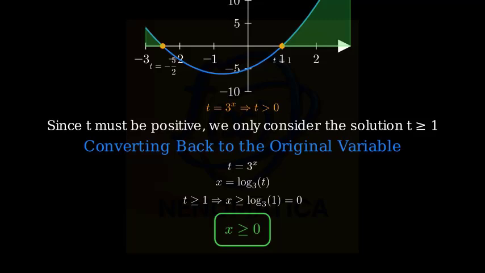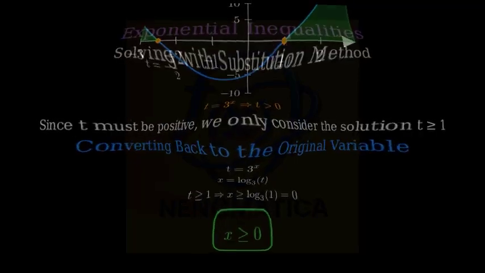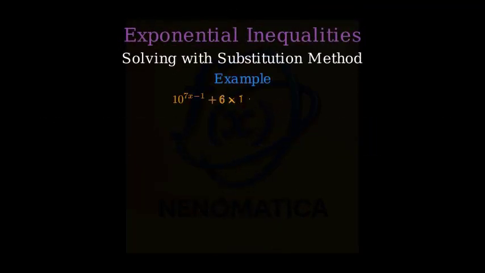Let's summarize the substitution technique for solving this type of nonlinear inequality. Step 1. Identify the form. Let's start with our example. Here we have an exponential inequality to solve. Let's start solving this step by step.